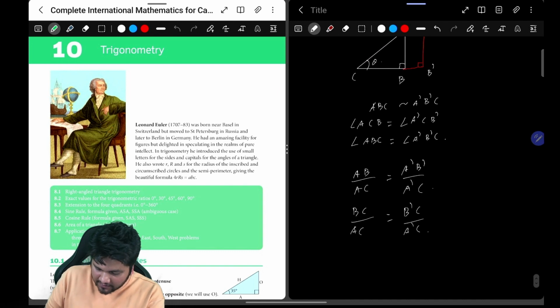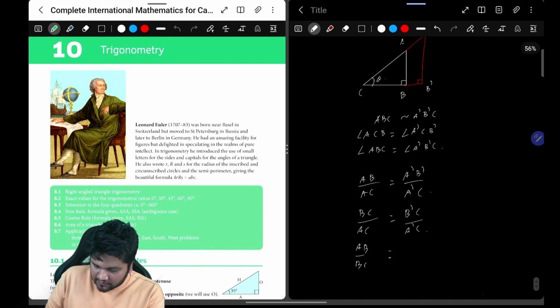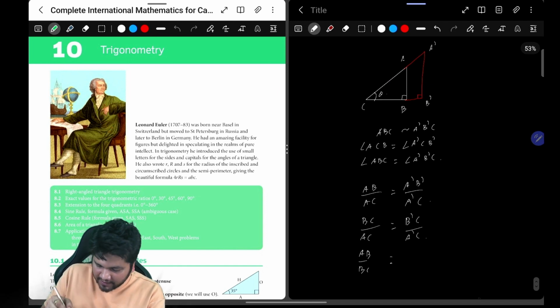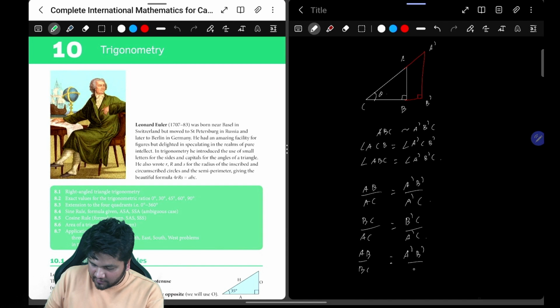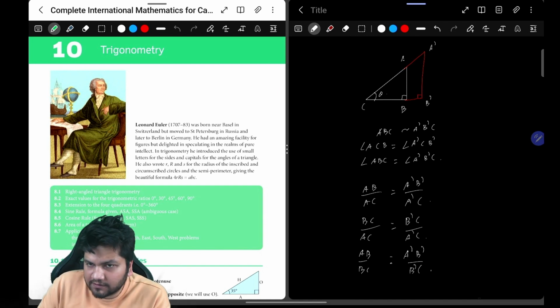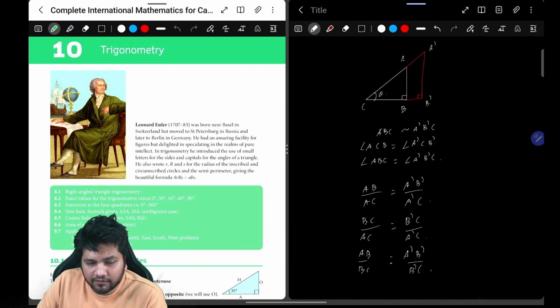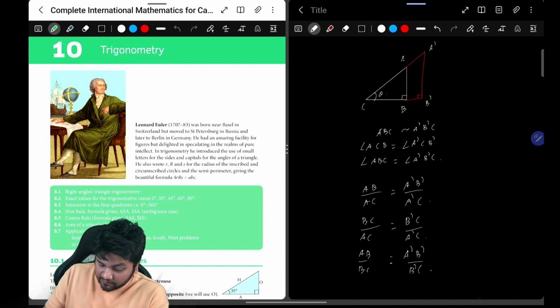And finally, AB upon BC is equal to A dash B dash upon B dash C. Everybody got this? Anyone who is having any doubt, let me know if there is even the slightest doubt. Because the angles are equal, that's why the triangles are similar. Because the triangles are similar, that's why these sides are in proportion.